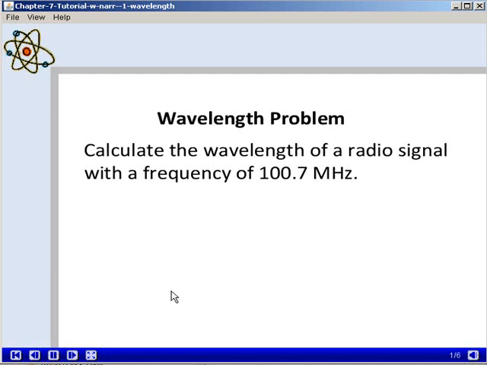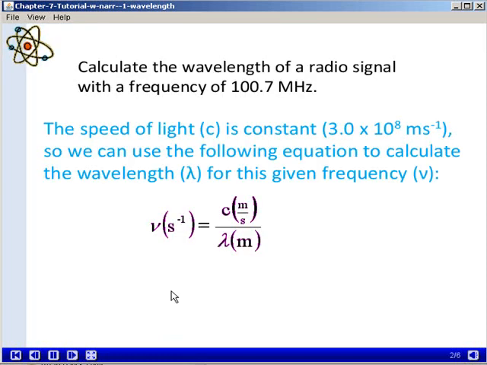In this problem, we're asked to calculate the wavelength of a radio signal with a frequency of 100.7 megahertz. The speed of light, c, is a constant, 3.0 times 10 to the 8 meters per second, so we can use the following equation to calculate the wavelength lambda for the given frequency nu.